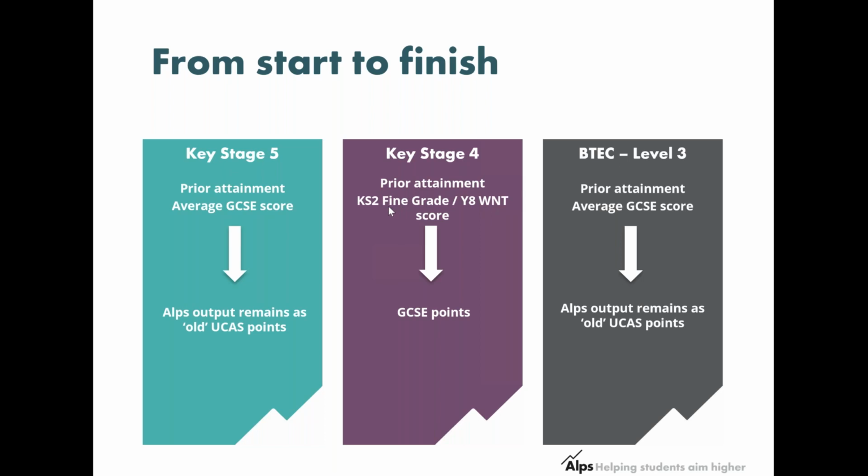At Key Stage 4, the start point is your Year 6 Key Stage 2 fine grade if you're in England, and if you're in Wales, then it's your Welsh National Test score. If you're then measuring it with an output of GCSE points, again, if you're in England, that's 9 to 1 with a few A stars to Gs thrown in. If you're in Wales, A star to G. Okay, so you're measuring the size of that arrow effectively.